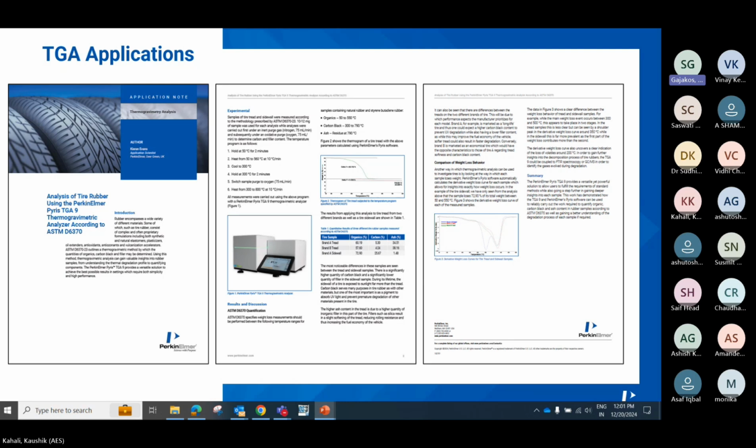That is how the analysis shows us that the sidewalls of the tire give out more carbon content, rather than the treads, which show more organic content. So this is how TGA can give us more information about the polymer, tire and rubber industry. Whatever sample you are analyzing, we can get a lot of different sides of the analysis, as well as information from the analysis.